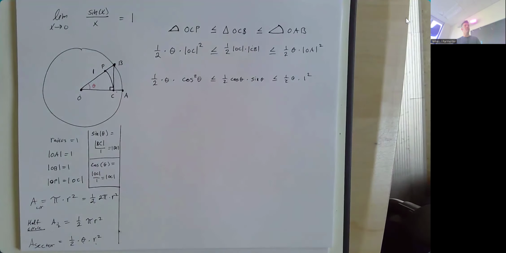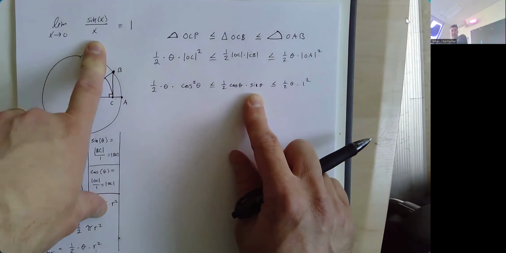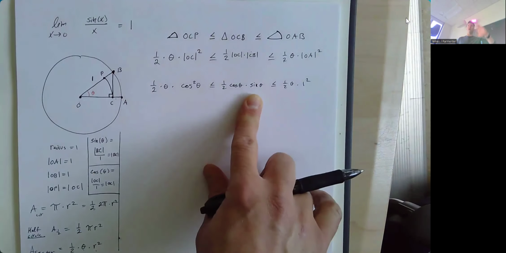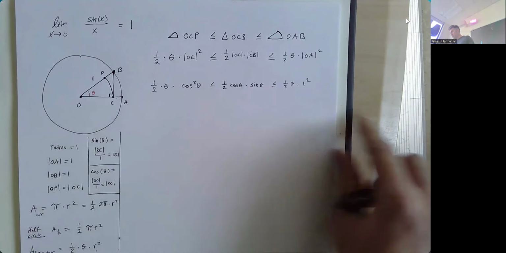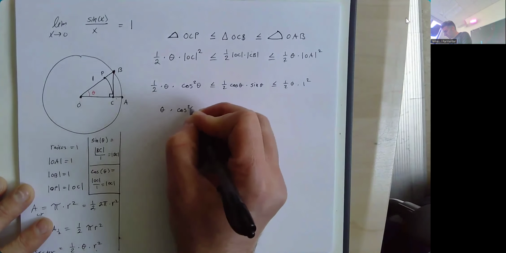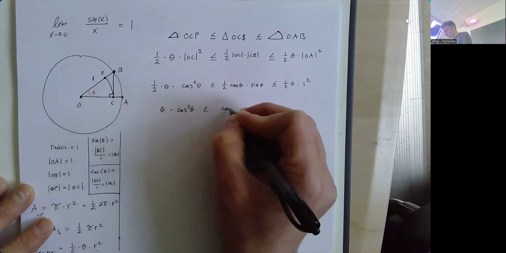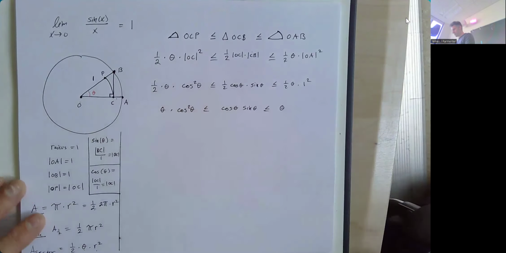My goal now is to use the squeeze theorem. And to be able to do that, I want to make the middle look like the thing I'm trying to take the limit of. So I'm going to write sine theta over theta instead of sine x over x. So let's multiply everything by 2. We've got theta times cosine squared theta less than or equal to cosine theta sine theta less than or equal to theta.